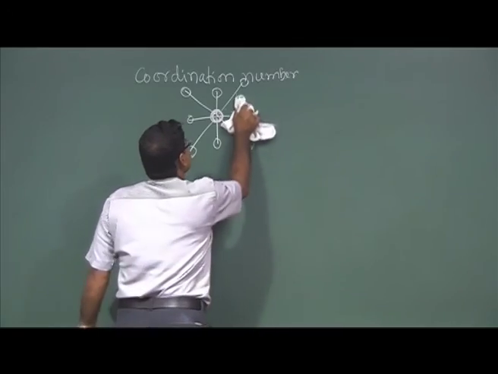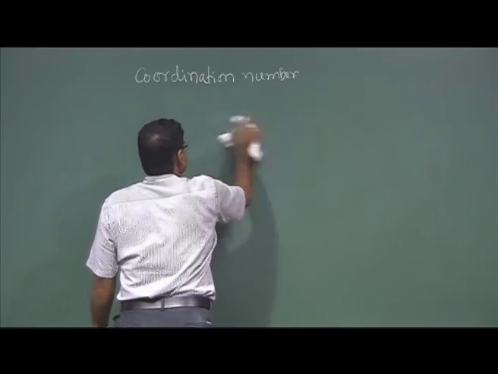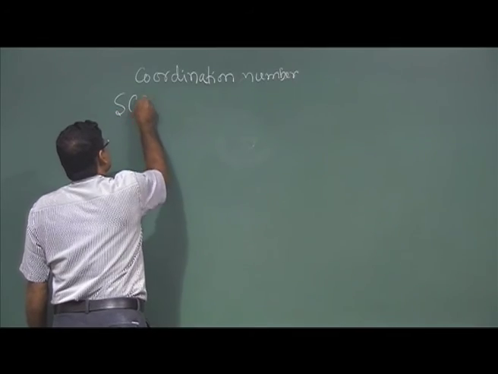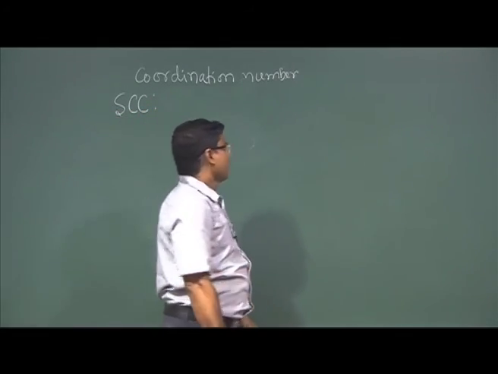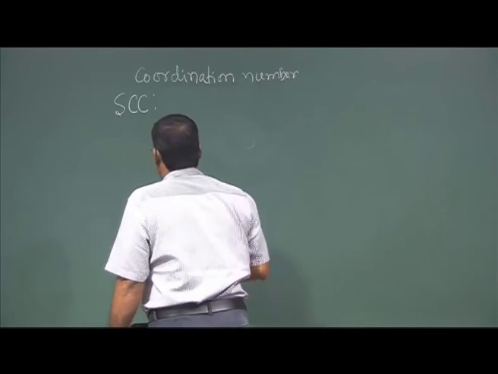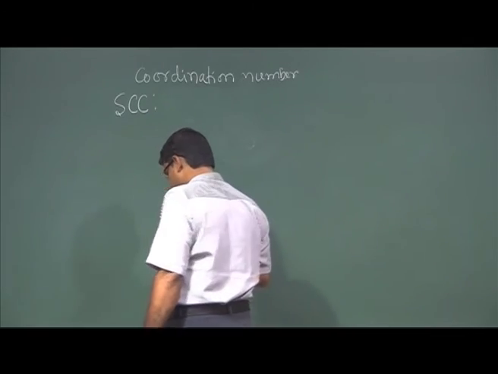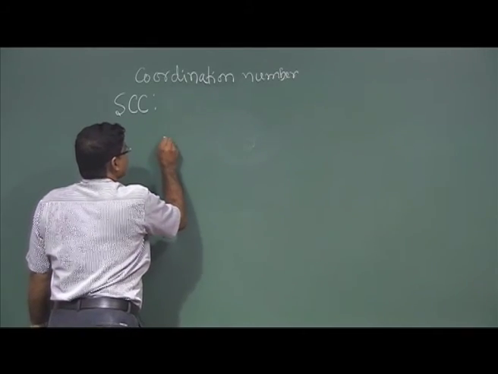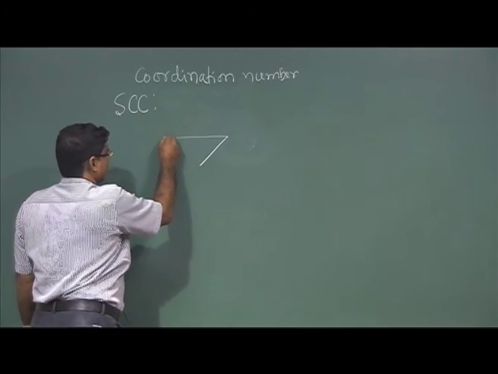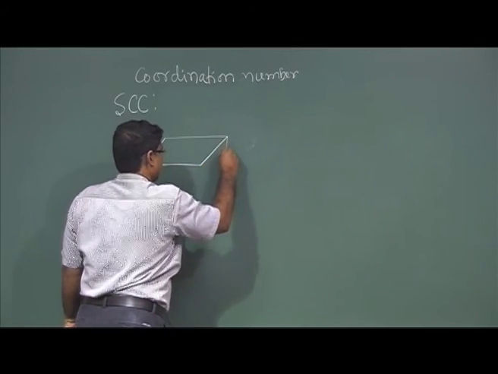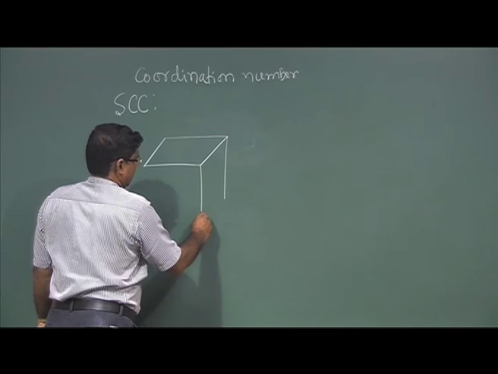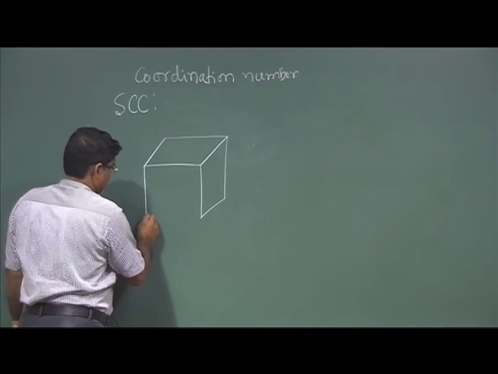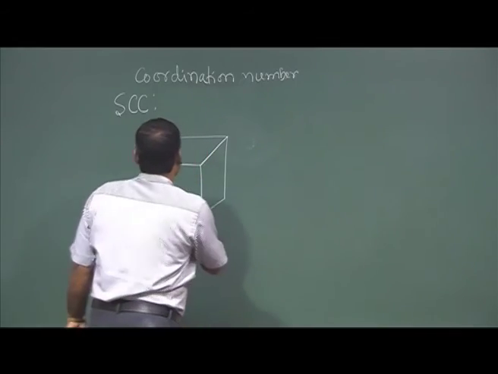For cubic system we again have 3 Bravais lattices, simple cubic, and then the other 2. So, let us calculate coordination number for simple cubic system. So, simple cubic, let me draw it. So, this is the simple cubic.